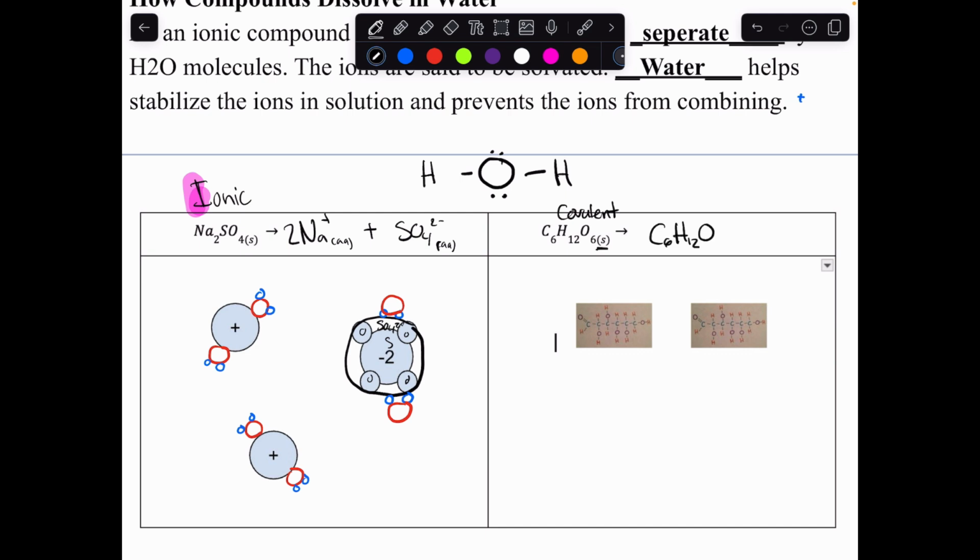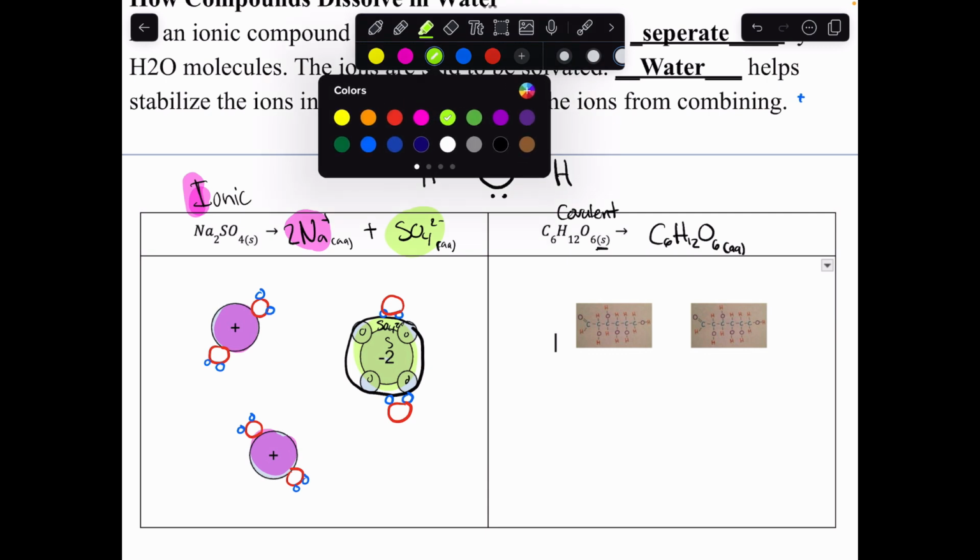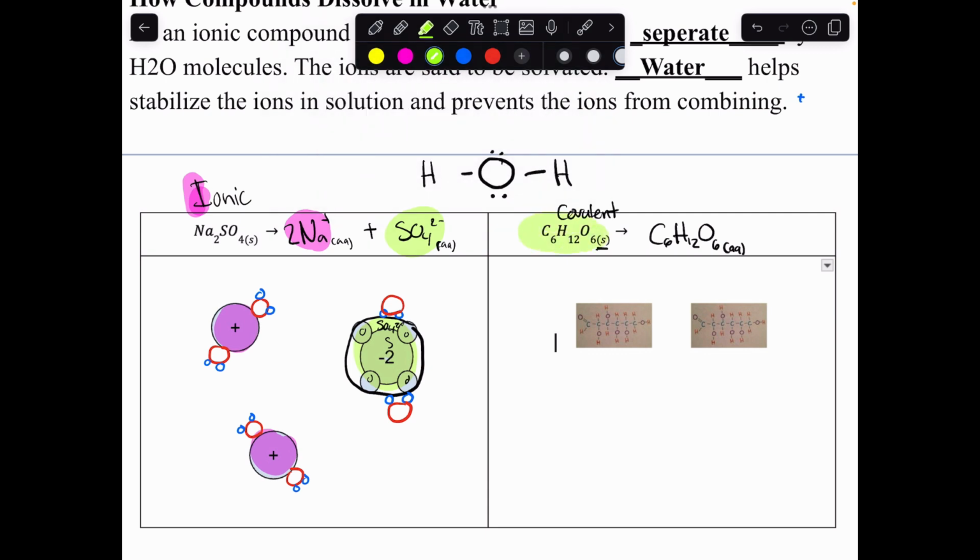It still stays as C6H12O6, but now we call it aqueous. So once again, notice over here, we separated the metals from the nonmetals. But in this case, they're all nonmetals, and so all the nonmetals stay together. That's what this is showing you, the giant structure for our sugar, and it's not breaking down. But we are going to draw the interaction with water that's going on here.